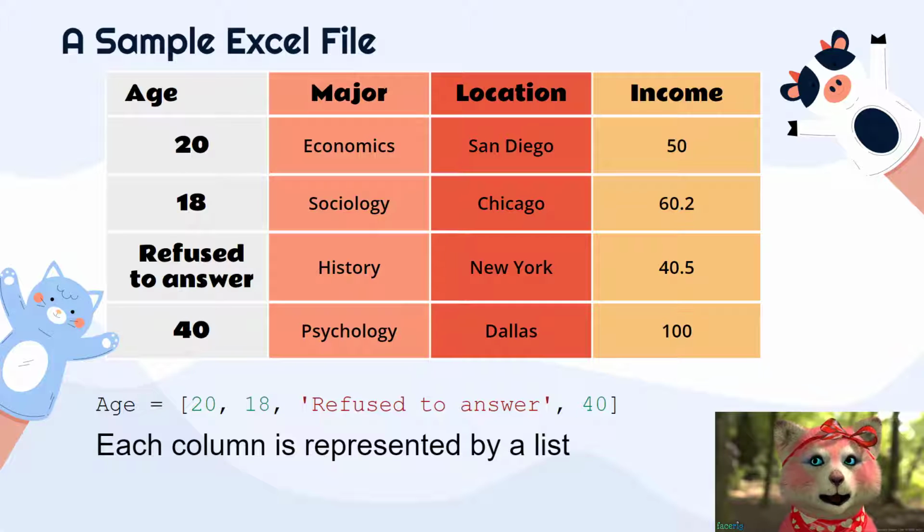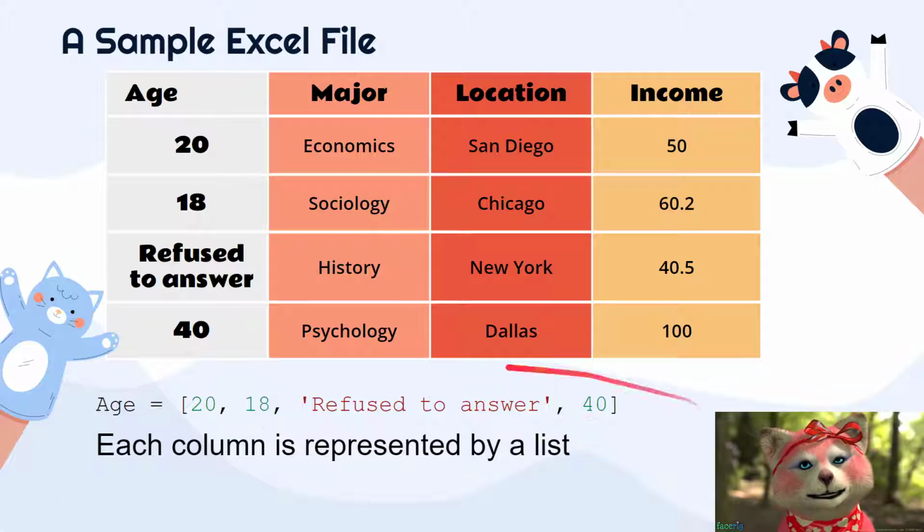So let's see an example here. Imagine we have a sample Excel file here. And this file has 4 columns and 5 rows. And if we want to read this Excel file column by column, we can start with the age column. And we can use a list to represent the values of that age column. So this list has 4 items inside, and each item is separated by comma. We have 20, 18, refuse to answer, and 40. And we assign the whole list on the right-hand side to the variable called age on the left-hand side. So in this way, we can represent the age column with a list.